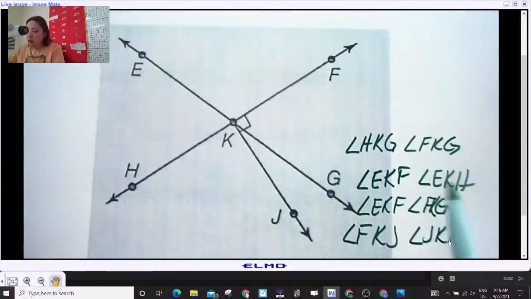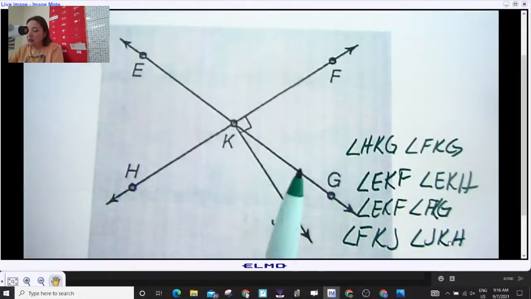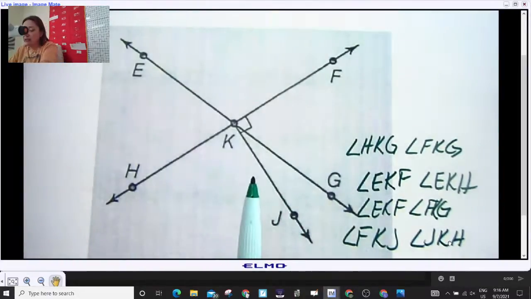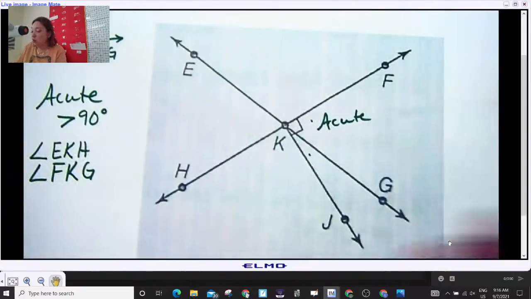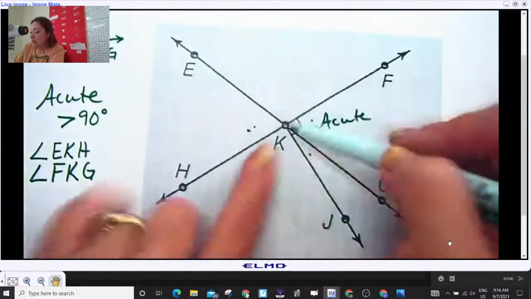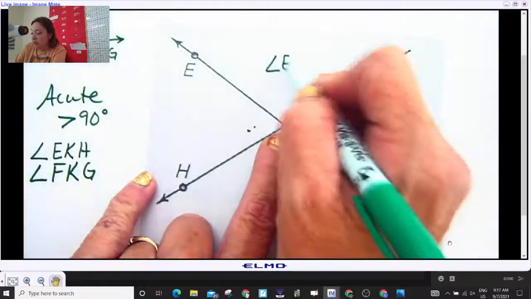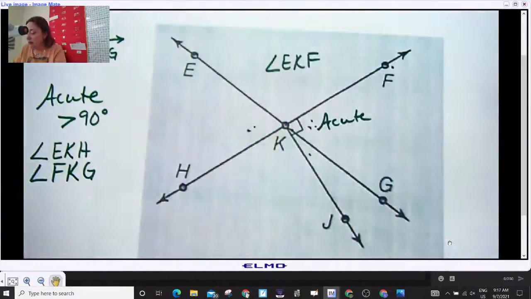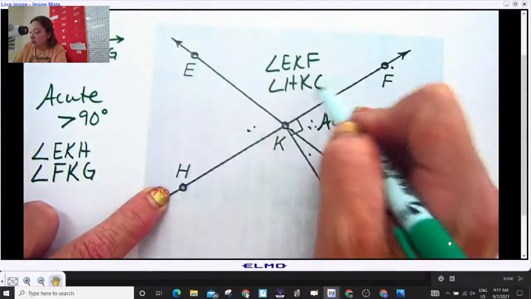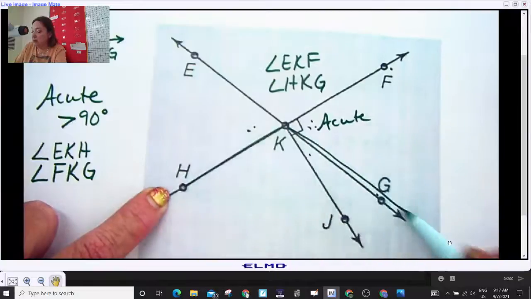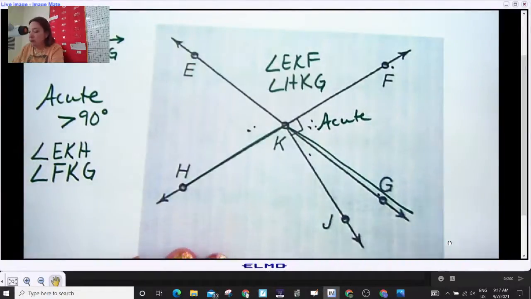Okay. So that was a linear pair. Did I skip a problem? I did, didn't I? Okay, so I forgot to name two obtuse vertical angles. So this was us naming the acute ones, these two. What would the obtuse ones be? So it'd be angle EKF, and then what's vertical to that? Angle HKG, this guy. Right? Okay, so that was obtuse.